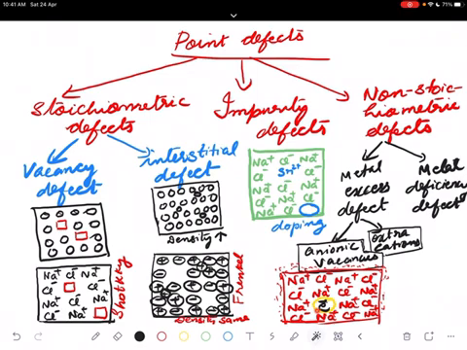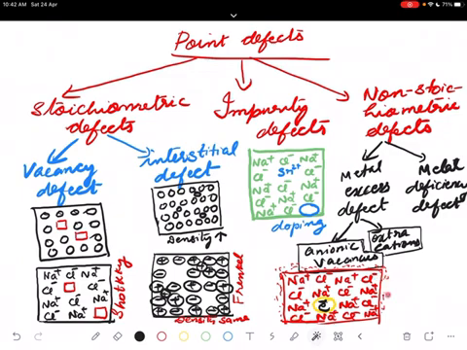Due to this, the crystal gets color. This F center means Farbe center, meaning color center. So what is an F center? Anionic vacancies occupied by electrons are called F centers or Farbe centers. So due to this, NaCl becomes yellow. It imparts a yellow color to this NaCl.